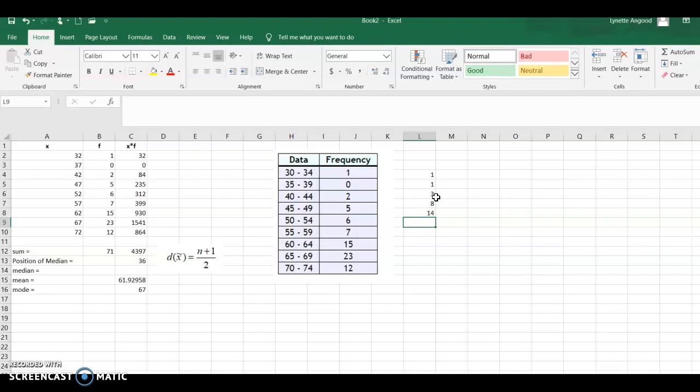I'm trying to get to the 36th position. Now when I move to the next class, I have 14 plus an additional 7, so I'm at 21. I still haven't hit the 36th observation, but when I get to the next class, there were 15 additional data values, and 21 plus 15 is 36. So my 36th position has to be in the class from 60 to 64. That's the position of my median, and that's how I know that my median has to be equal to the middle of that class. 60 to 64 has a middle value of 62. Let me know if you have any questions.